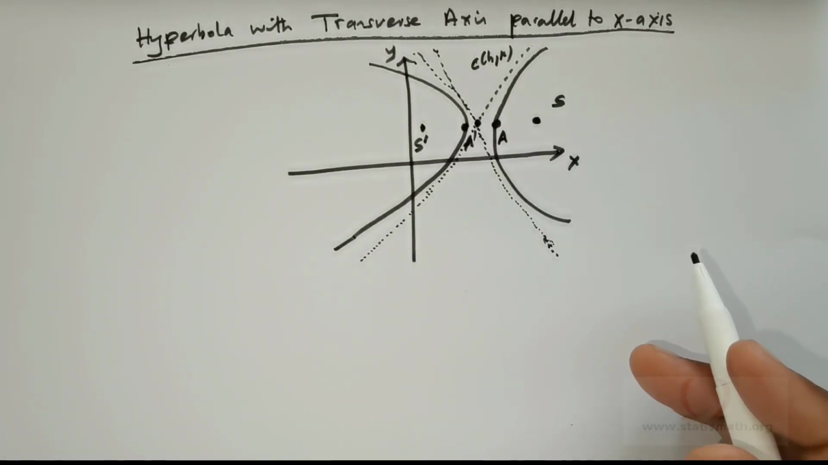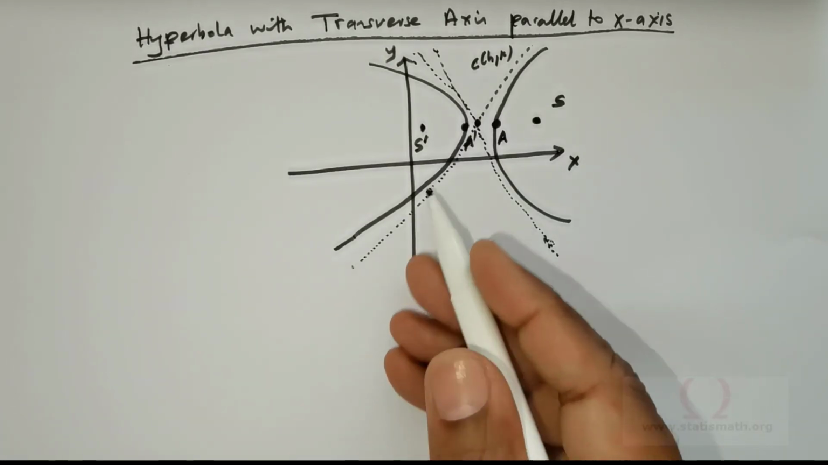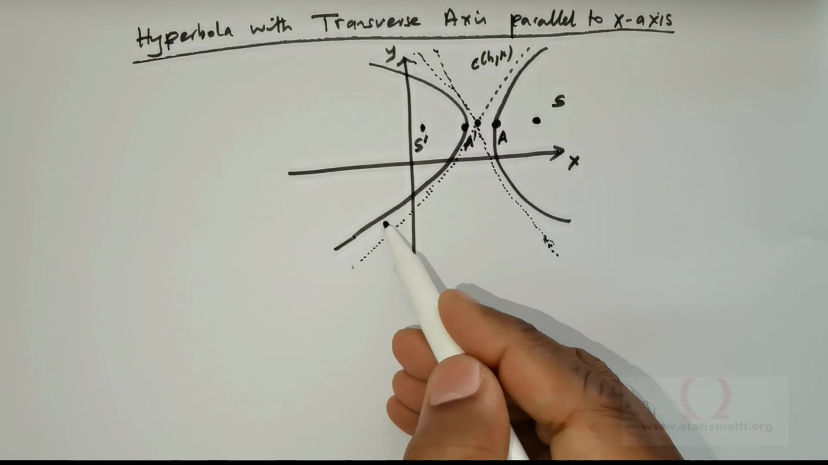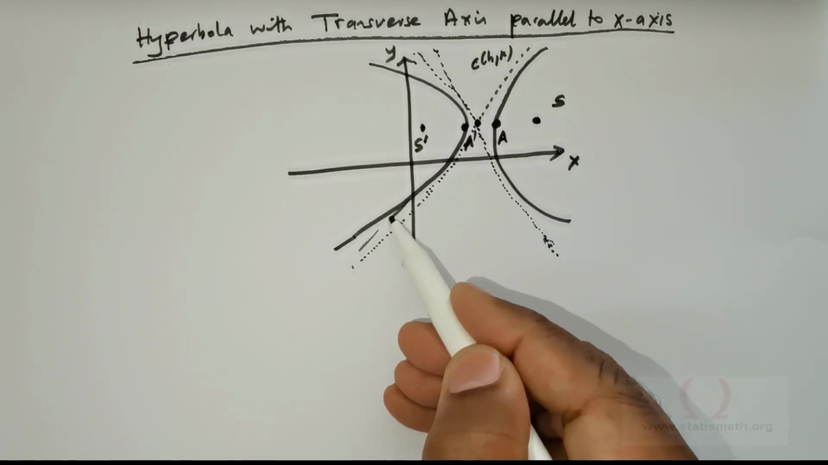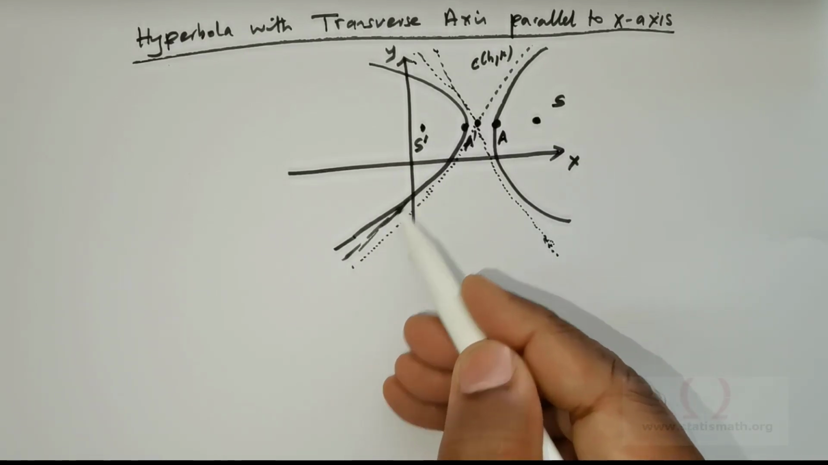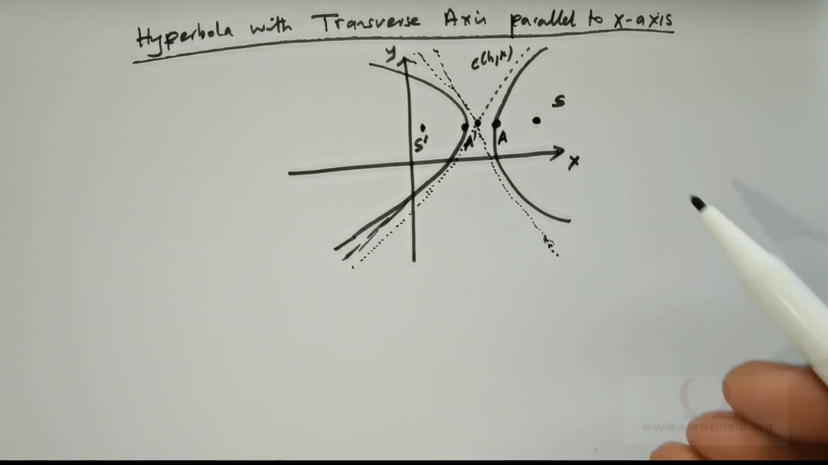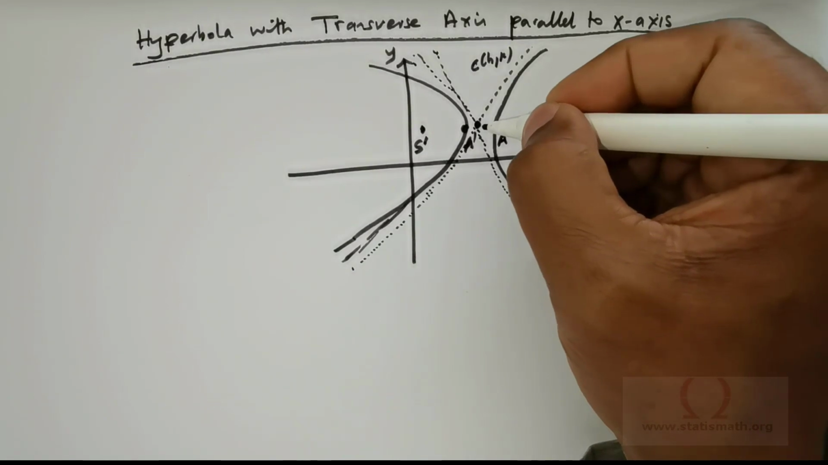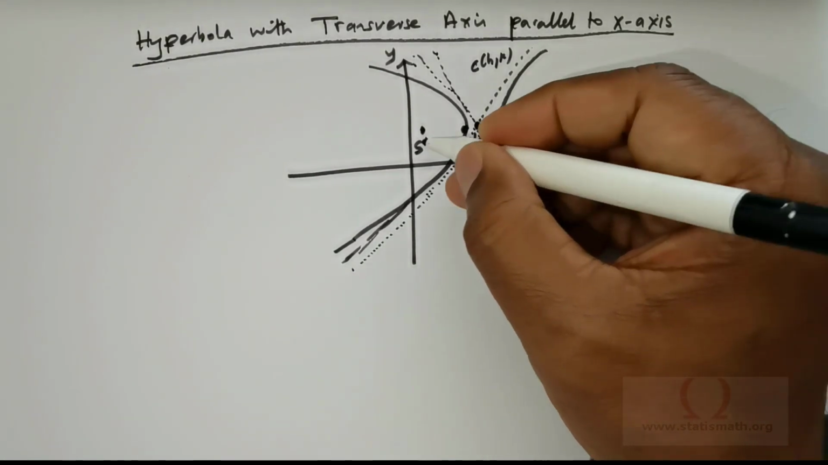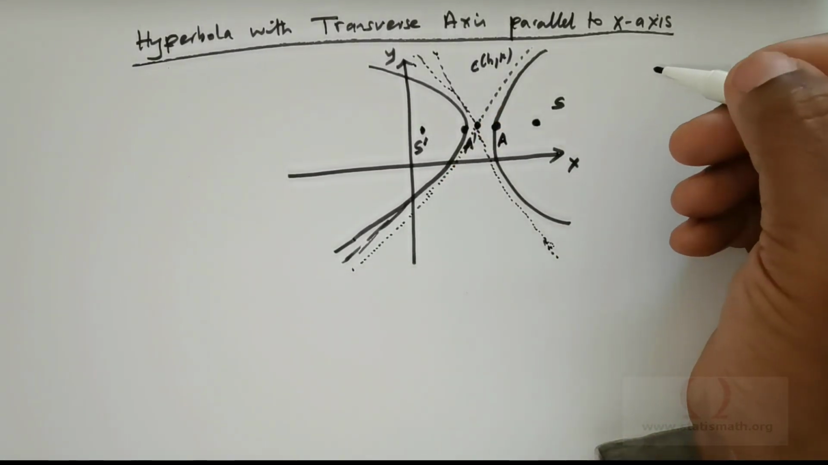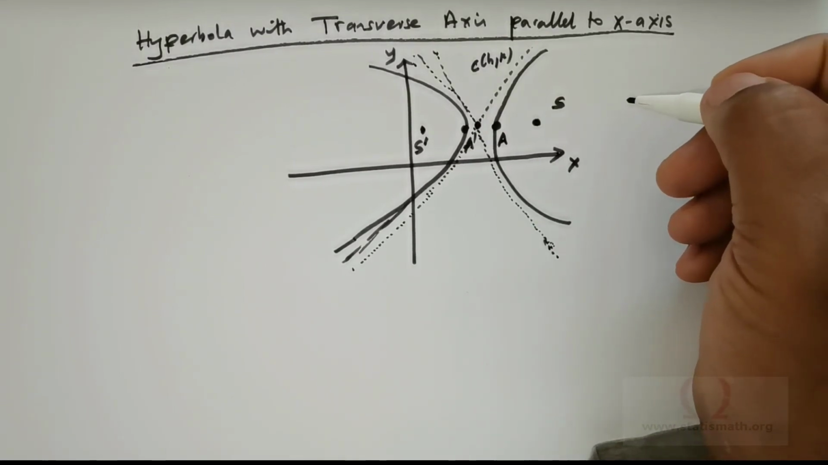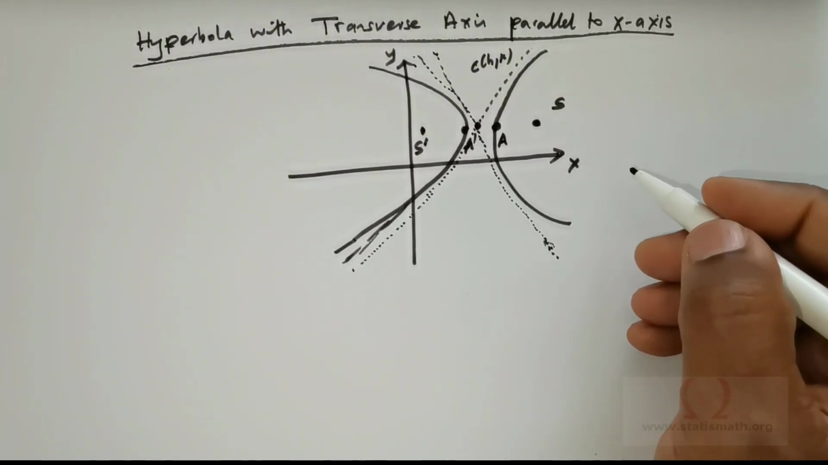So it's just a rough sketch. I hope you are able to get the essence of it. The curve will be more closer to the asymptote, or in other words, the line will be more closer to the curve. Anyway, having got that, we got the center, we got A, we got A dash, we got S dash, we got S, and we have to now place the coordinates.